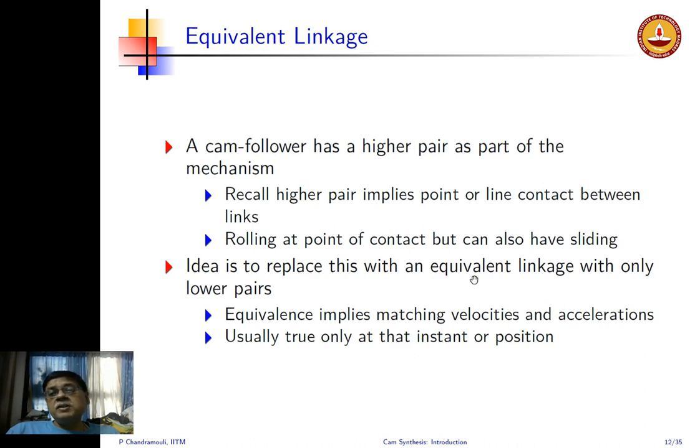The idea is to replace this with an equivalent linkage with only lower pairs. So when we say equivalent linkage, we know that the cam and the follower at the point of contact is a higher pair joint, and therefore the mechanism becomes a mechanism with a higher pair. But we want to replace this with an equivalent linkage of lower pairs. When we say equivalence, what we mean is that when we look at the cam follower and the equivalent 4-bar mechanism, the lower pair mechanism that we are going to construct, kinematically they are equivalent, which means that the velocities and accelerations are going to be identical. But please keep in mind that this is only for that particular configuration or position.